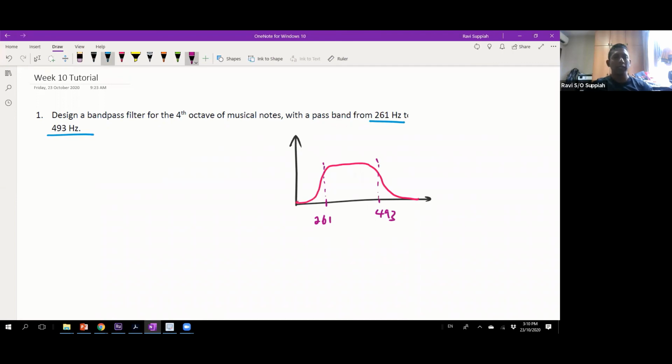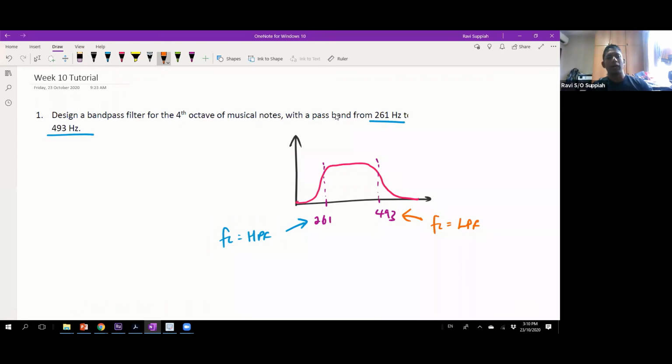The important thing that we must understand is this is the high pass filter cutoff. Correct, so this is the FC of the high pass filter and this is the FC of the low pass filter. These are two things that you must understand. So the high pass filter cutoff is 261 Hertz and the low pass filter cutoff is 493 Hertz.